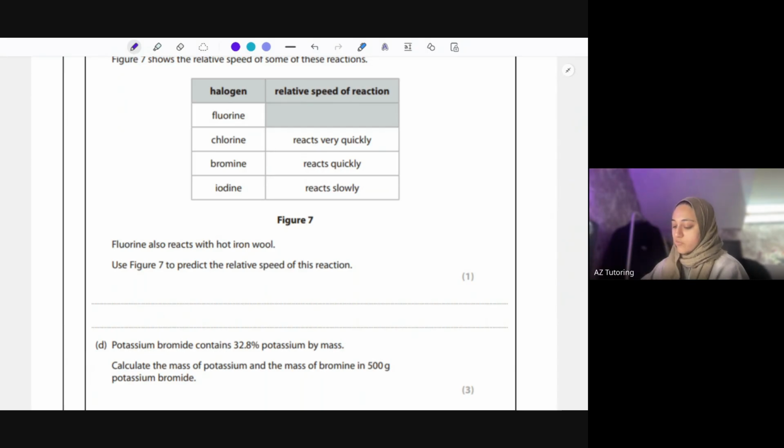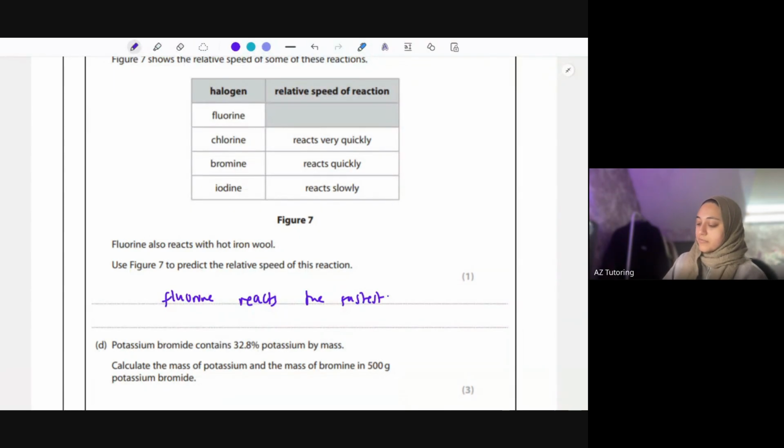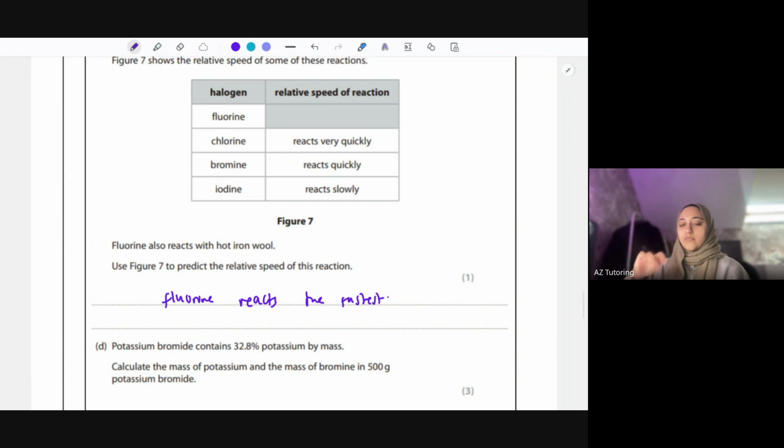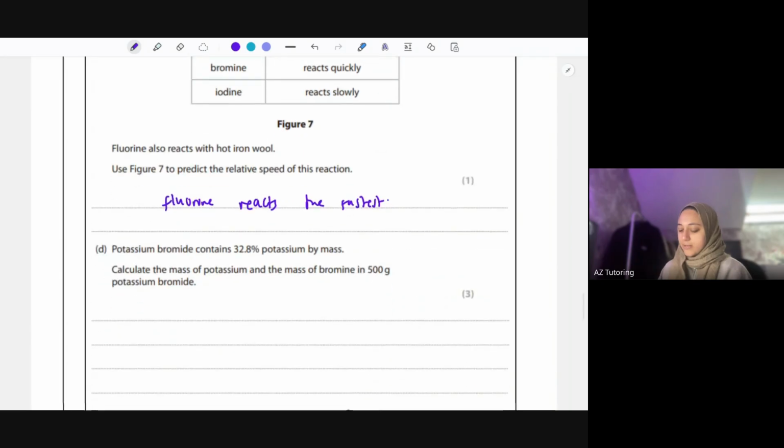Use figure 7 to predict the relative speed of this reaction. Well, you can see the trend. The higher up it is, the more it will react. So if chlorine is reacting very quickly, then fluorine has to be extremely quick, like the fastest out of all of them. So you could say fluorine reacts the fastest. That's why they left the gap there. They try and see if you can spot the trend. You should know as well, as you go down group 7, the reactivity decreases. So you should just know that anyway, even if they didn't give you that table.